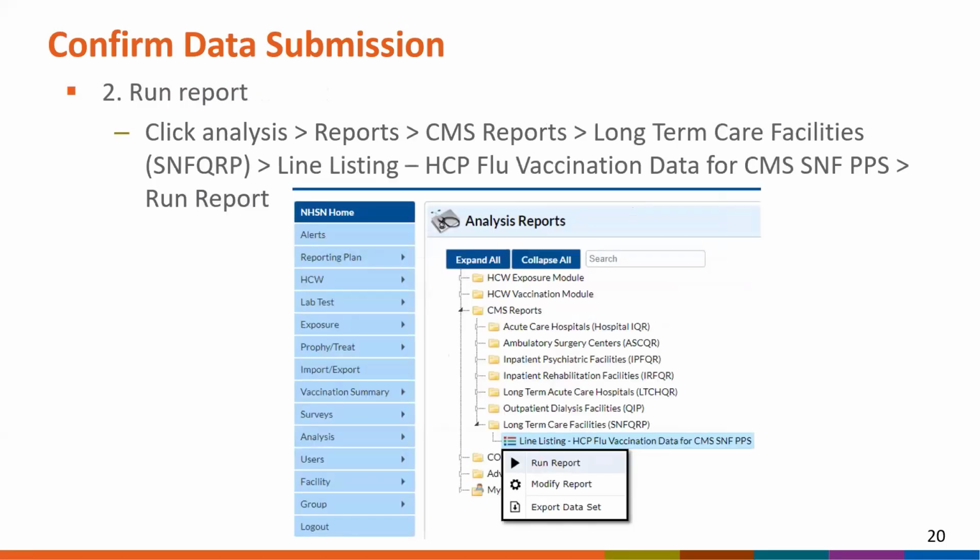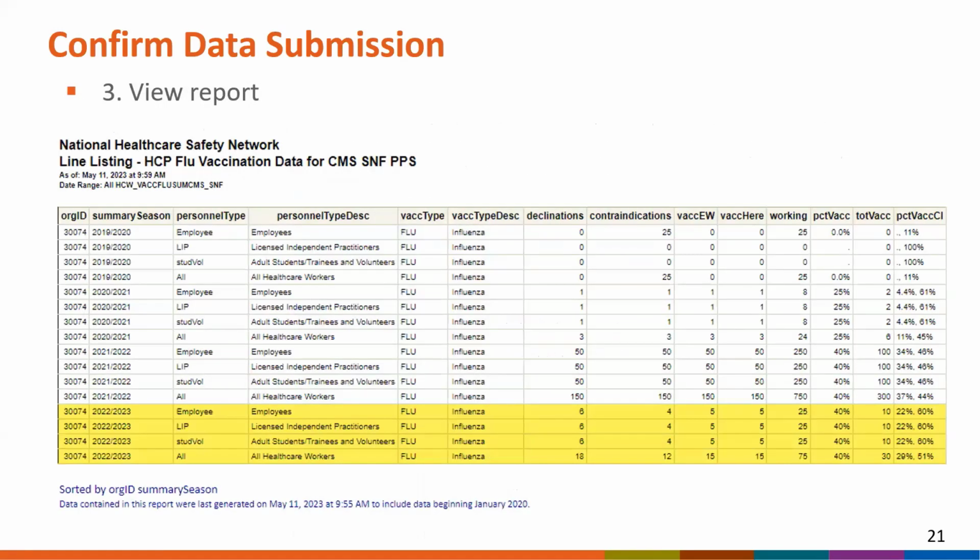The next step is to run a CMS report. The location of these reports are seen in the screenshot. This slide shows what the output of the reports will be. The highlighted section shows that annual flu data has been submitted for the 2022-2023 flu season.